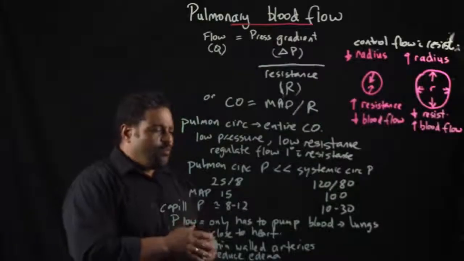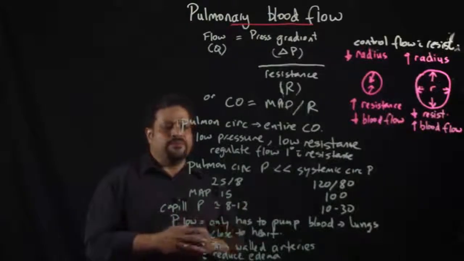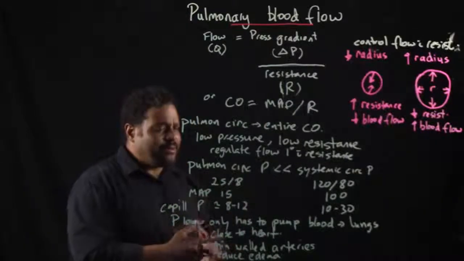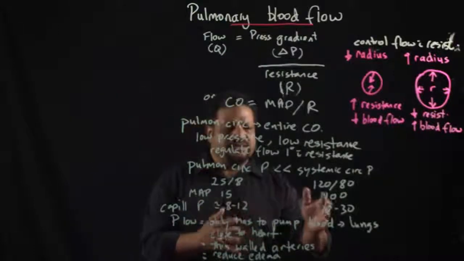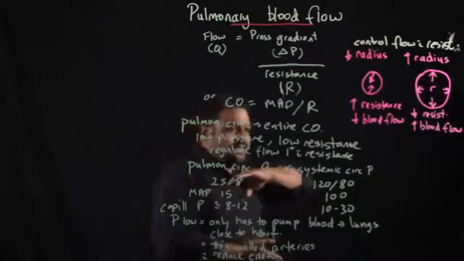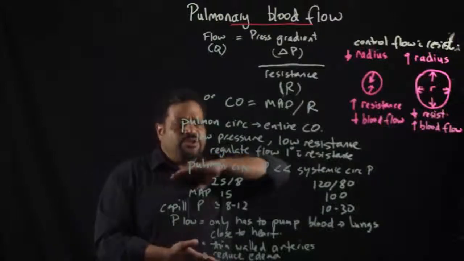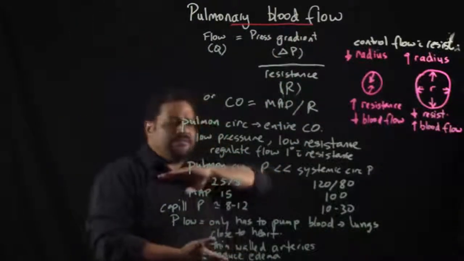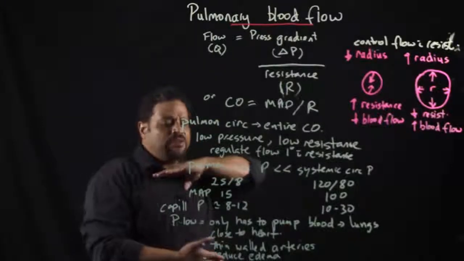Okay. Why is the pressure low in the pulmonary system? Well, the right heart only has to pump blood to the lungs. So the lungs are basically in this area here. You don't have to pump to the edges of the body and to your feet. You just have to pump into an area that's close to the heart.